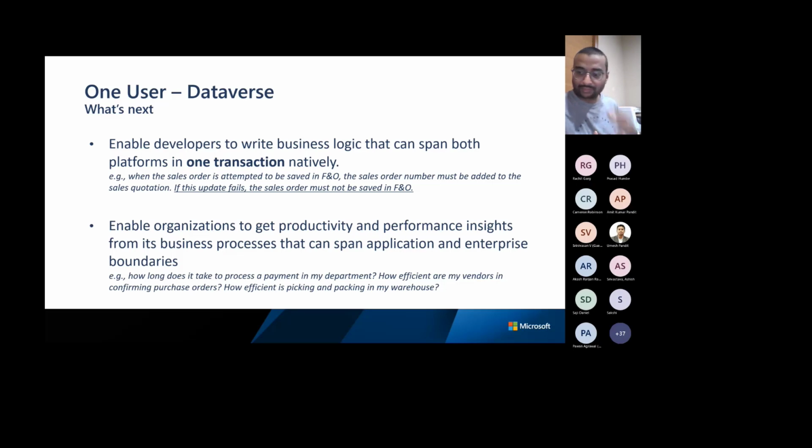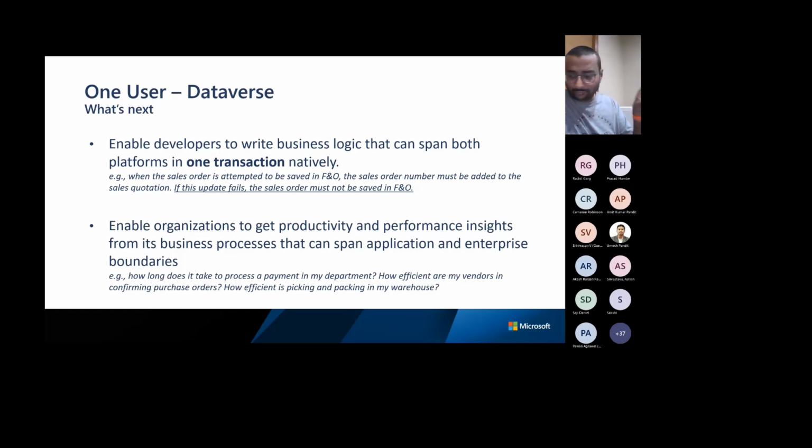The developers don't have to think about whether I'm writing this logic for FnO or for Dataverse, and if I'm doing it for both, how do I manage this myself? It is not possible for a developer to manage this in an efficient manner, right? So basically what we are looking at is to enable one transaction on one platform, because if we don't have one transaction, then we cannot truly say that the platforms have converged, because then the platforms are actually behaving in two different ways. Instead, it has to be truly one platform.